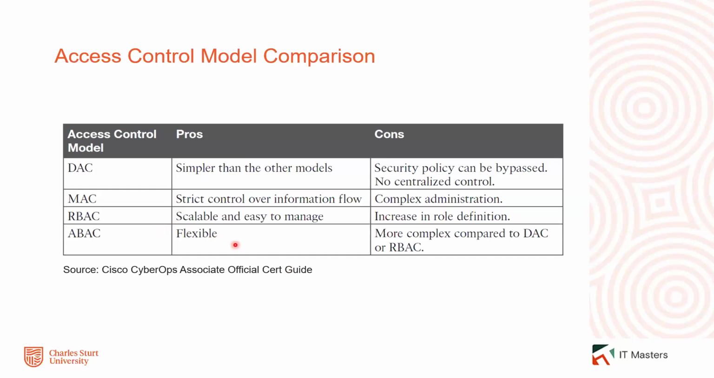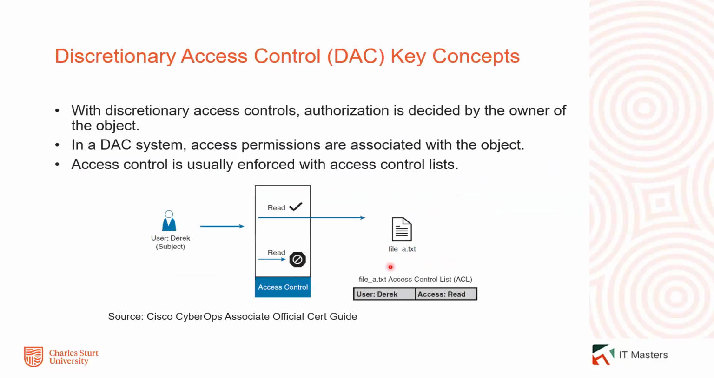Attribute-based access control is really, really flexible, but it's far more complex compared to discretionary and role-based, and we'll see why in the example slide coming up shortly. So if we look at discretionary access control and the key concepts. With DAC, authorization is decided by the owner of the object. And in these systems, access permissions are associated with the particular object. And then access is typically enforced using access control lists.